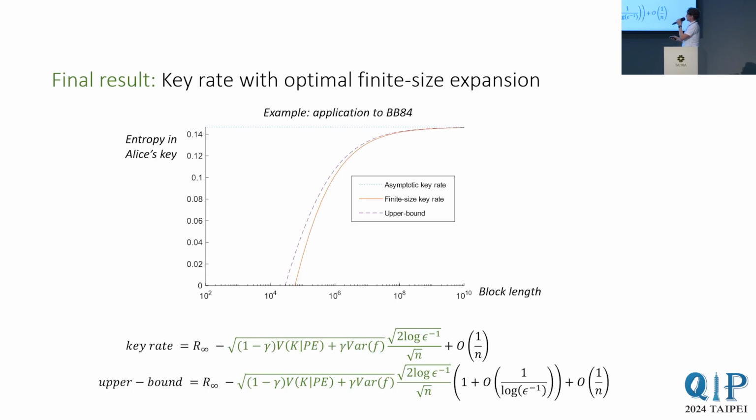If we put everything together, we now have a method to obtain key rates for realistic or arbitrary QKD protocols. For example, this is an application for BB84. And actually, we also have methods to obtain finite size upper bounds. And we see that the lower bound, the security proof, and the upper bound agree at the asymptotic level and also at the leading finite size order.